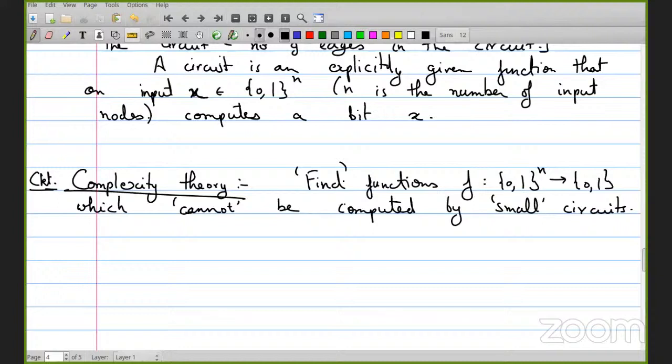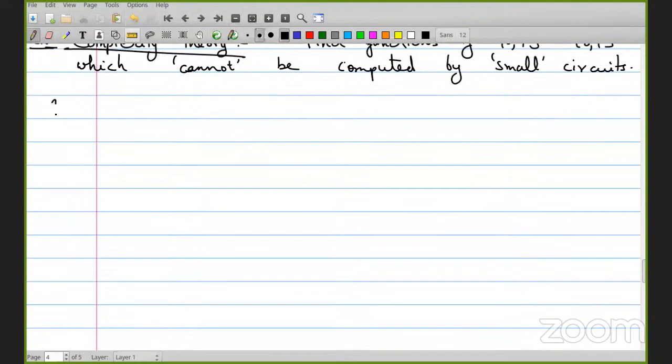So one measure of how good a circuit is doing: when do I say that a circuit computes a function? If on every input x it agrees with the function. But maybe that's too hard. Let's say that a circuit is roughly computing a function if on a 1 minus delta fraction of the inputs, it's doing well.